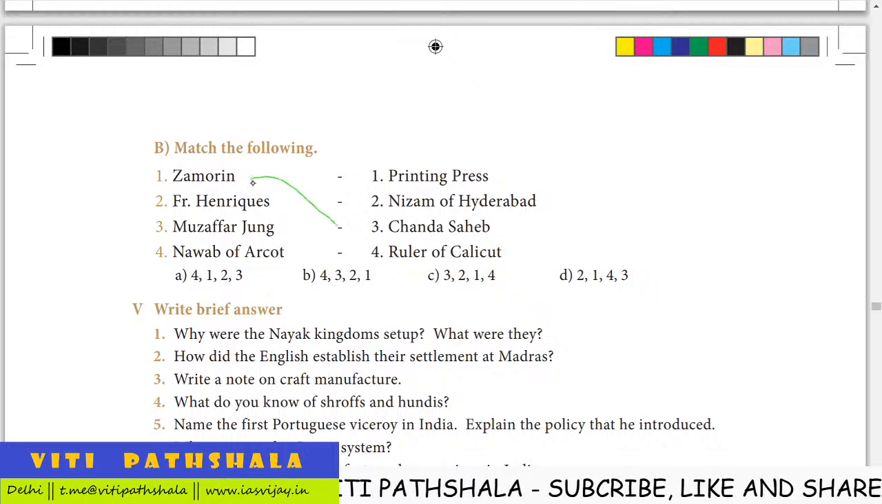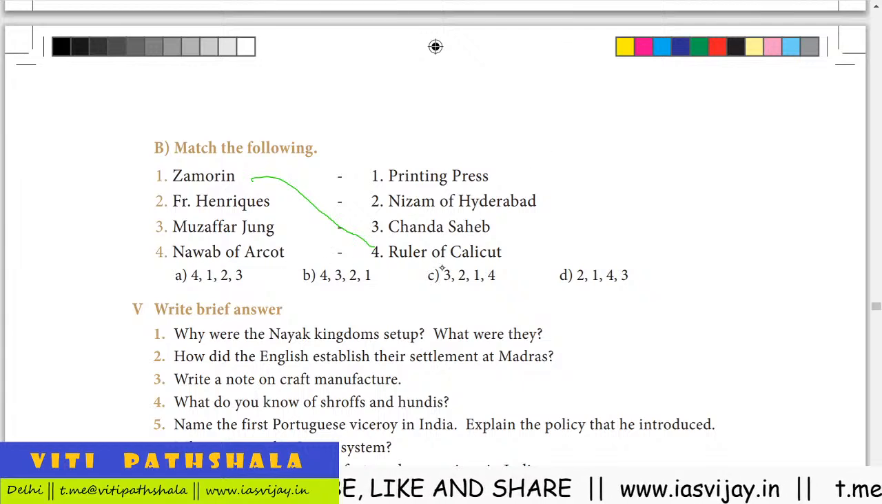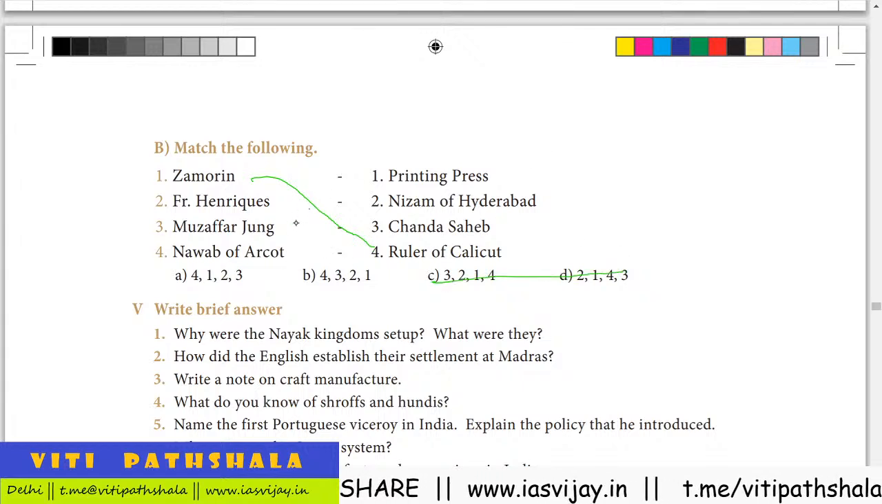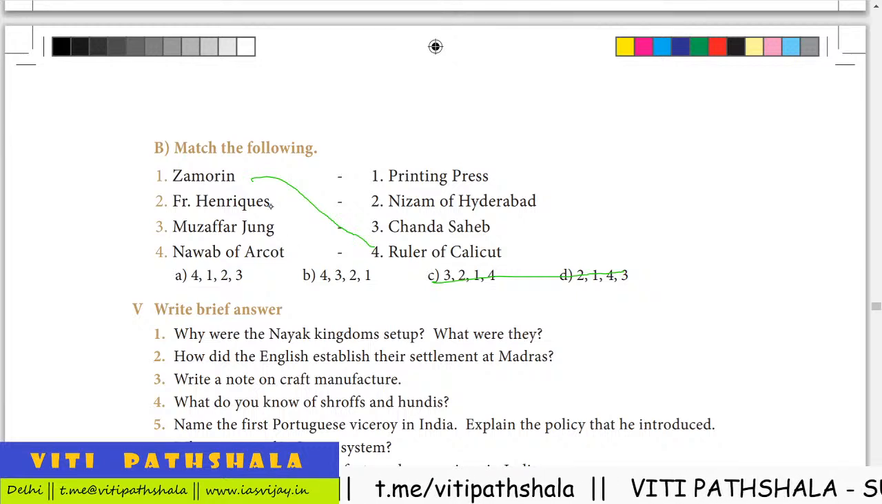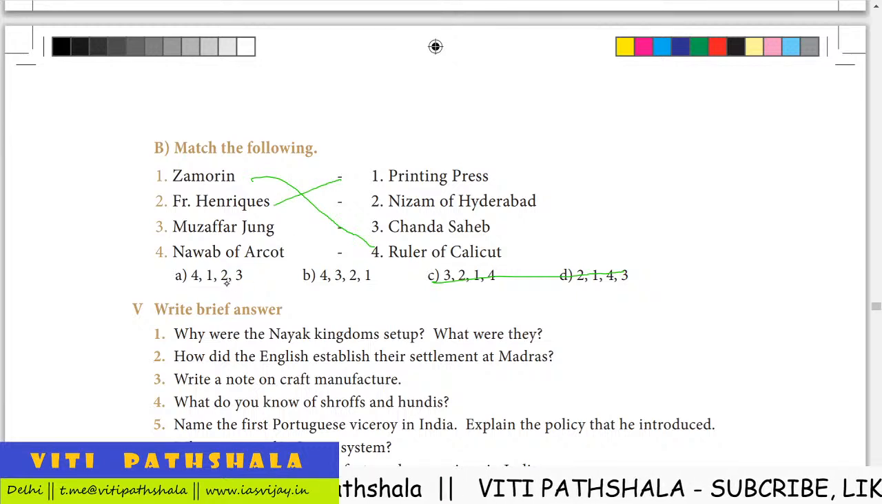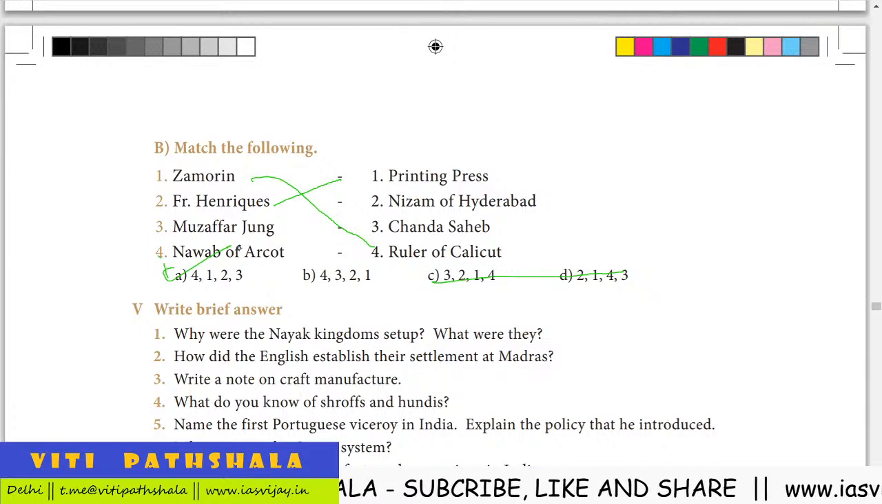Zamorin was the ruler of Calicut. So first answer is 4. So eliminate the other one. ये तो आंसर होंगे नहीं. Then मुजफ्फर जंग, Nawab of Arcot was the, ये इसका आंसर होगा. सेकंड का फर्स्ट होगा. सो दिस इज द आंसर. रेस्ट पढ़ने की जरूरत ही नहीं है.